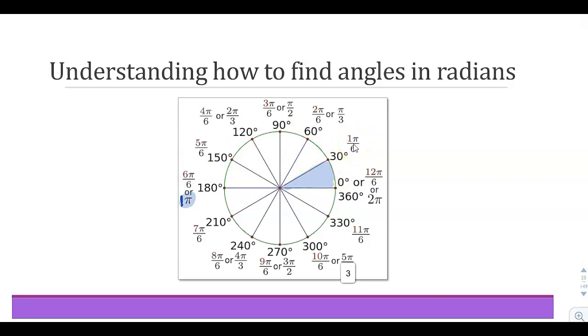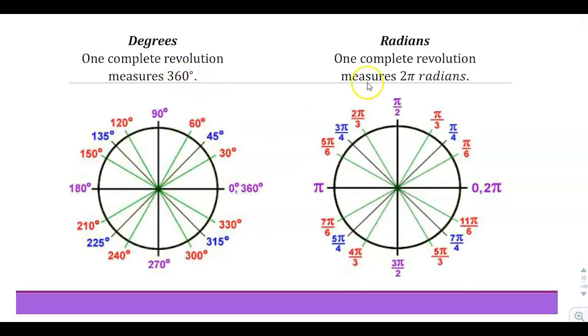So that means this angle here in radians is 1 pi over 6, and then 2/6 pi, or pi over 3. We have 3 pi over 6, or pi over 2. 4 pi over 6, or 2 pi over 3 reduced. 5 pi over 6, 6 pi over 6. And then I can see as I continue around, 7 pi over 6, 8 pi over 6, 9 pi over 6, a lot more subdivisions, 10 pi over 6, 11 pi over 6, and finally 12 pi over 6, which is 2 pi. So now let's take a look side by side.